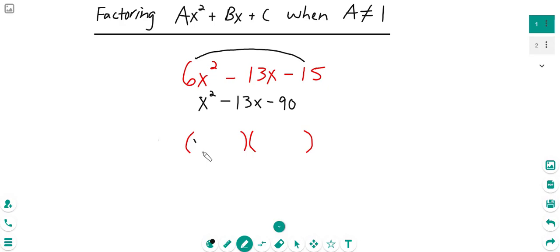x squared is x times x. I skipped to the last term, negative 90. Anytime this number here is negative, these two signs have to be different. I can go ahead and put them in.